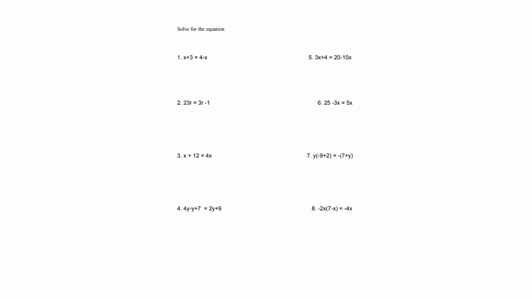Okay, for this next section, it says solve for the equation. So you want to first get your variable on one side and then isolate that variable. So for number 1, get the variable on one side. So you could do that by just adding x on both sides. So it's 2x plus 3 equals 4. And to isolate it, move the 3 onto the other side. So it's 2x equals 1. Divide both sides by 2. And x equals 1/2.